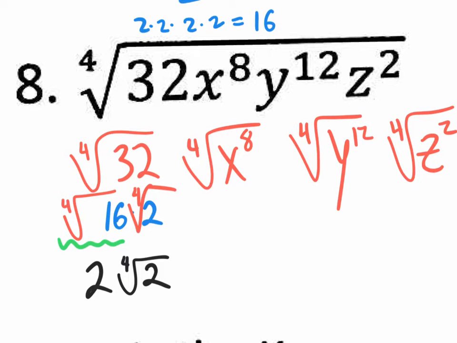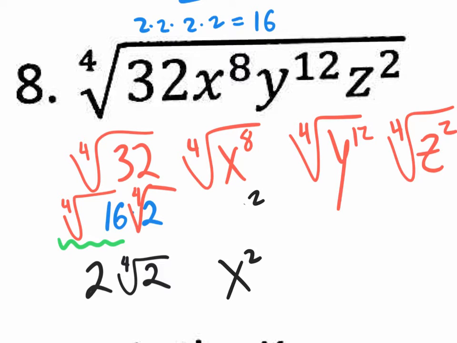Okay. Now what about this fourth root of x to the 8th? What does that become? It's x to the 2nd power. Remember, a fourth root is kind of like saying divide this by 4. 8 divided by 4 is 2. You were right. x to the 2nd power. Actually, write it down here. x to the 2nd.